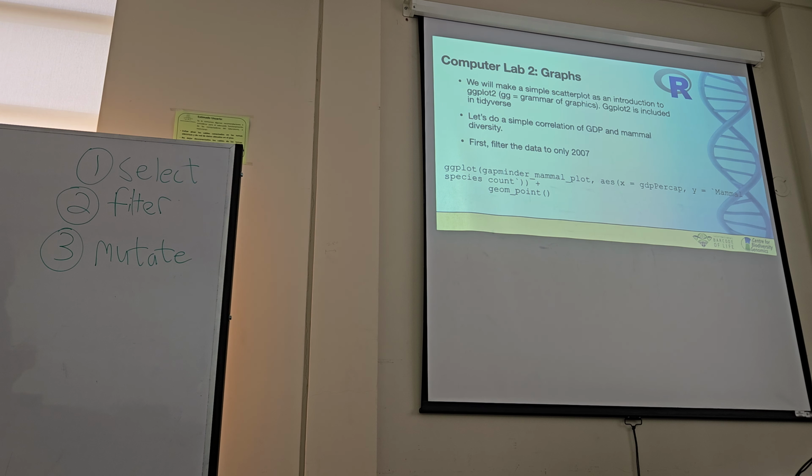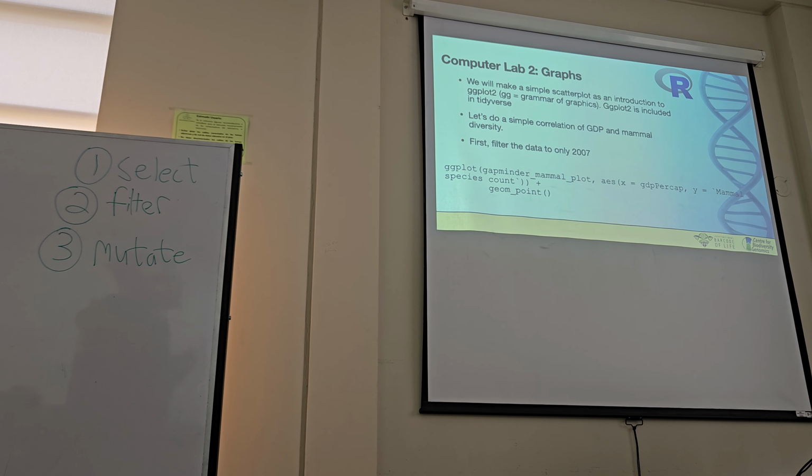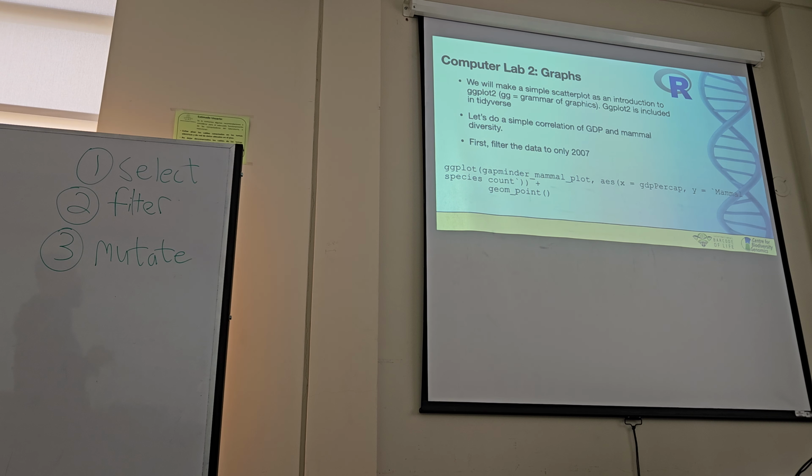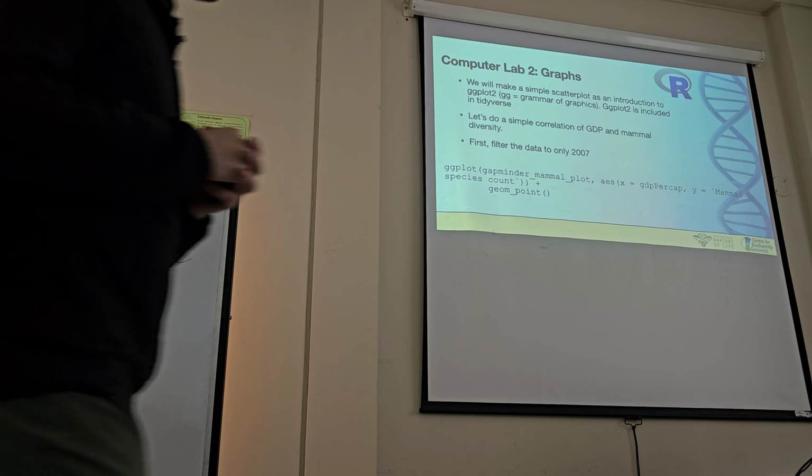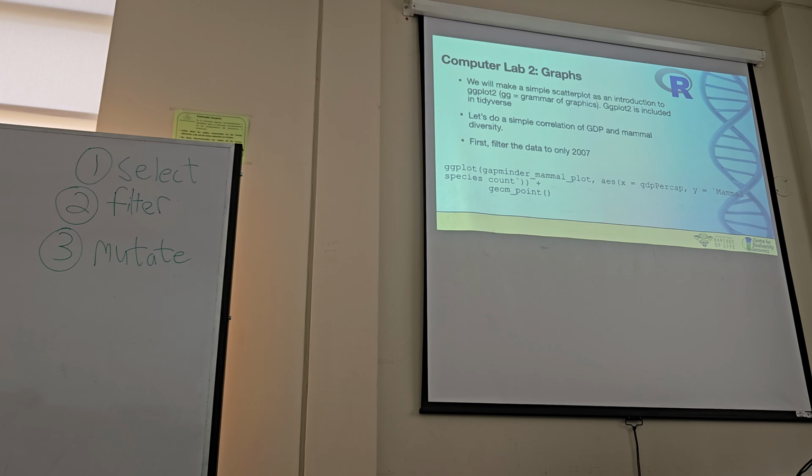So sometimes when I have a paper, if I get new data, all my figures update on their own, and they automatically go in the paper. I don't have to change anything. So it's very nice. So what we'll do is we'll make a plot of the data just for the year 2007, and we'll see, do the countries with lower GDP per capita have more or less mammal diversity? Okay?